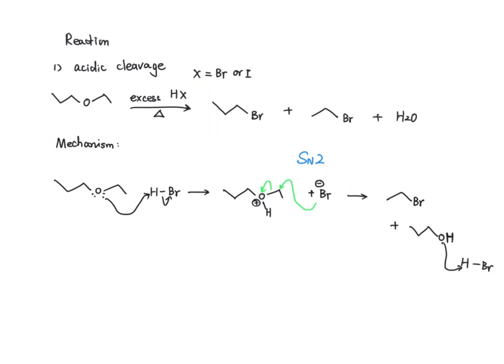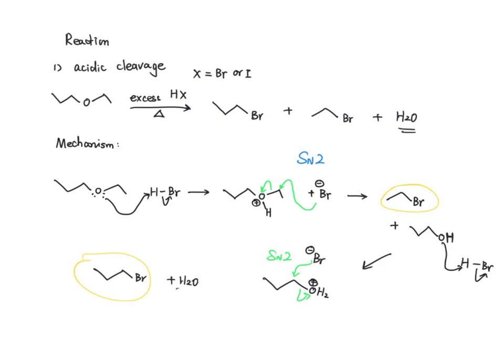And what happened? It keeps going. It will grab this hydrogen, and now you have a good leaving group as water, and you have another bromide, and this bromide kicks in an SN2 reaction again, and that will give you the propyl bromide and the water. That is where this water comes from. So basically this is our product, right? We have propyl bromide and isopropyl bromide and water.